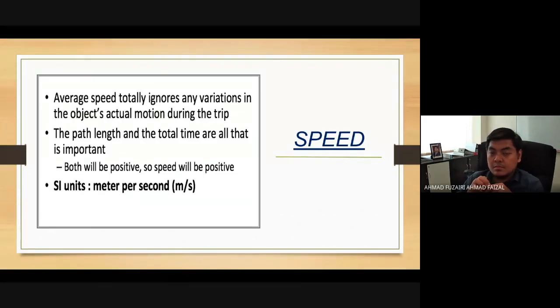Both the magnitude of path length and the total time taken are always positive. As a result, the speed or average speed also will be positive. The SI unit of the average speed is meter per second.